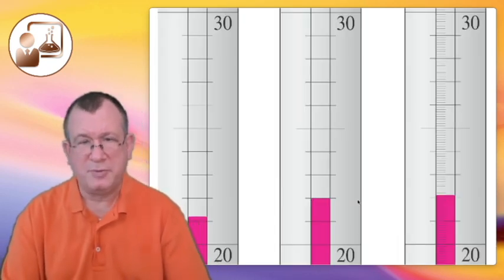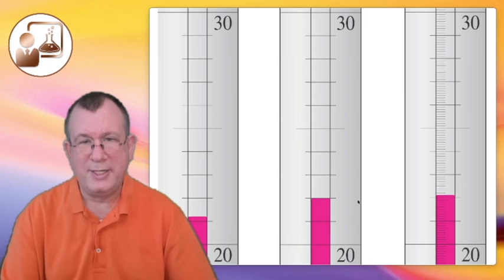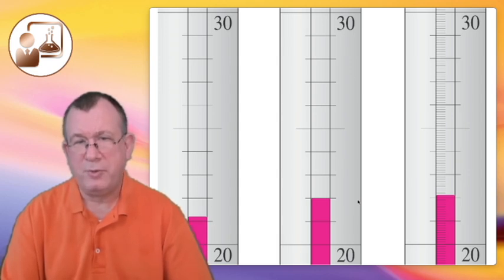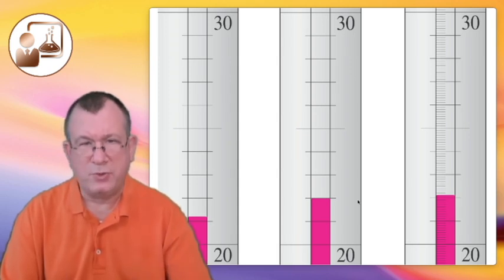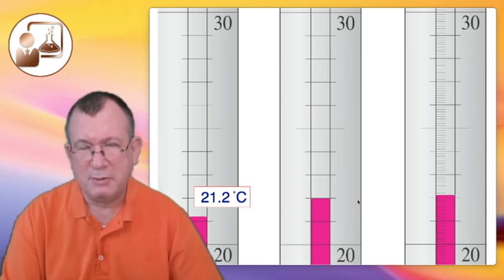Now there's some instruments behind me. This could be a scale, but let's call this a thermometer. And the one on the left, what's the measurement you're going to record in degrees Celsius? That pink line goes at least to the 20. It goes at least to the 21. So what am I going to put? 21 degrees Celsius? No, it's going past the 21. So I'm going to say, I don't know, 21.2, 21.3. That would be a reasonable estimate.